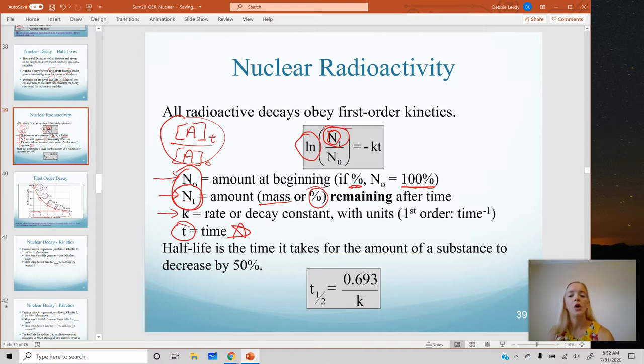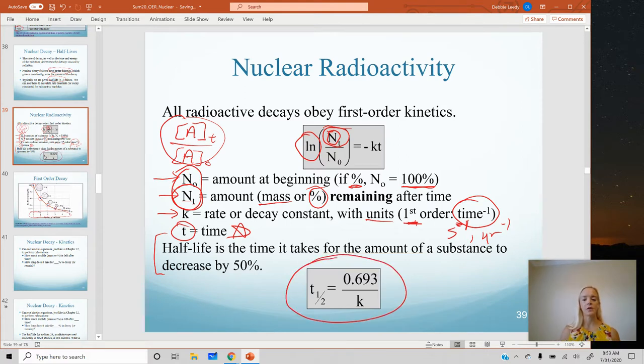Means the same thing. Remember that this does have units that depend on the overall order. Since we're always talking about first order reactions, our K is going to have units of inverse time. So if I have an isotope that has a half-life of some number of seconds, the rate constant would be inverse seconds. If it decayed over a matter of years, the rate constant would be inverse years. So it's always inverse whatever unit of time. And then again, our definition of half-life, it's the amount of time it takes for a substance to decrease by 50%. Our half-life equation for a first-order reaction is written here.